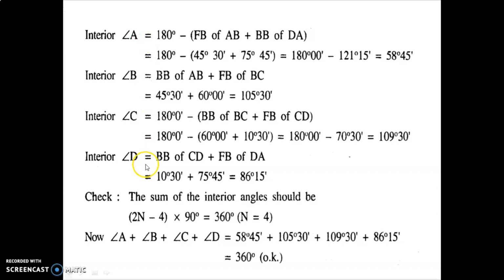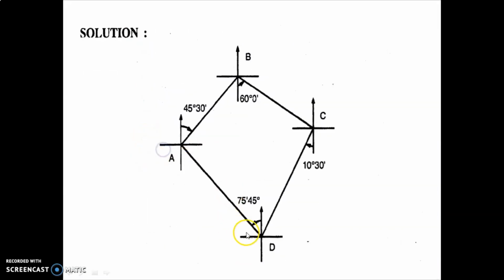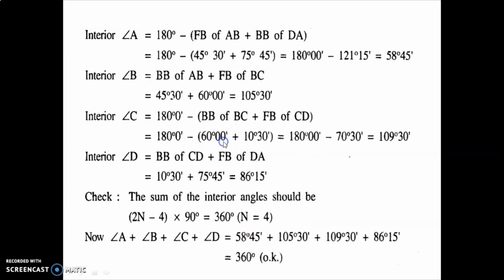To calculate angle D, what will be the answer? This is 75 degrees 45 minutes. What will this be? As per the mathematical rules, if this is 10 degrees 30 minutes, this will also be 10 degrees 30 minutes. So you just sum these two angles: back bearing of CD plus fore bearing of DA is equal to 10 degrees 30 minutes plus 75 degrees 45 minutes. You will get 86 degrees 15 minutes.